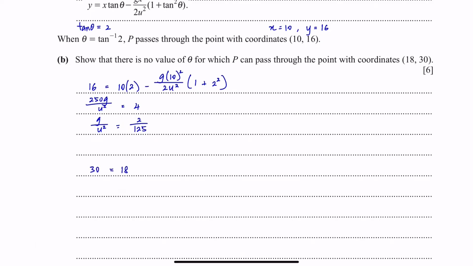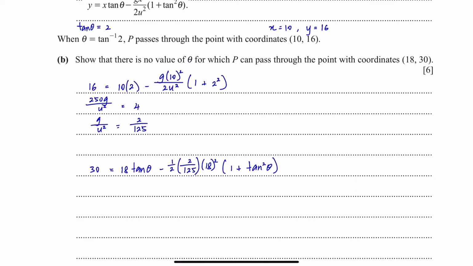30 equals 18 times tangent theta minus 2 over 125 times 18 squared. Oh, sorry, half of this because there's a 2 there, right? So half of 2 over 125 times 18 squared times 1 plus tangent squared theta.